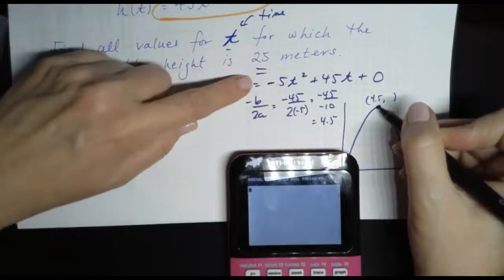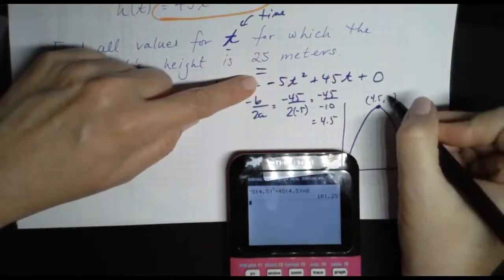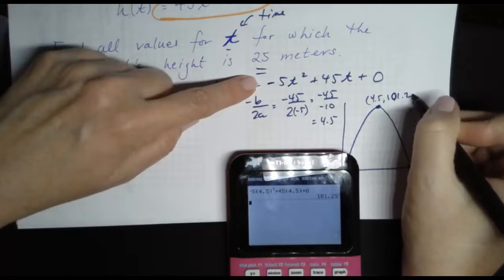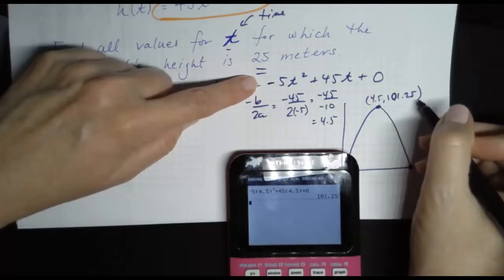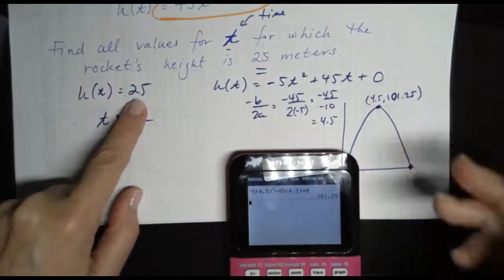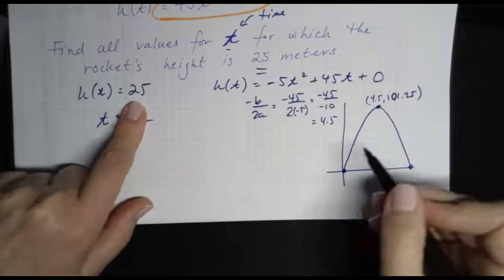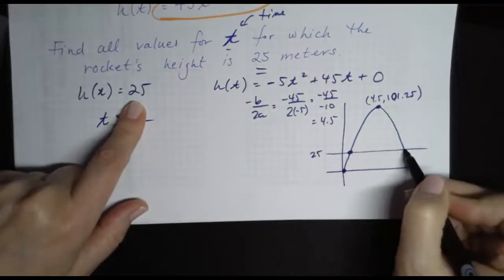So let's plug in that positive 4.5. So negative 5 times 4.5 squared plus 45 times 4.5 plus the 0. We'll put it in there. The maximum height of the rocket is 101.25. So the rocket goes 101.25 feet into the air. We're not looking for that. We want to know how many seconds does it take for the rocket to reach 25 feet. So if we say this is 25 feet right here, we want to know these 2 points.